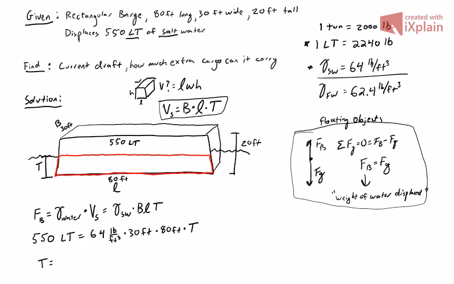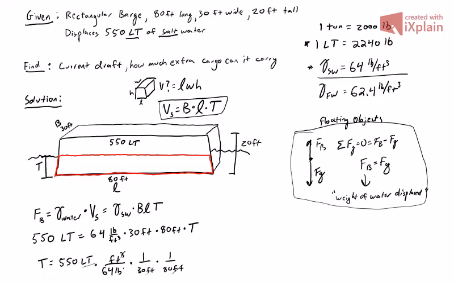Rearrange this, we get that the draft is equal to 550 long tons times 1 over 64 pounds per foot cubed times 1 over 30 feet times 1 over 80 feet. So if we were to look at our units, we have 2 sets of feet on the bottom. So that's going to cancel this down to just feet to the first, which is good because we want our answer to be in feet.